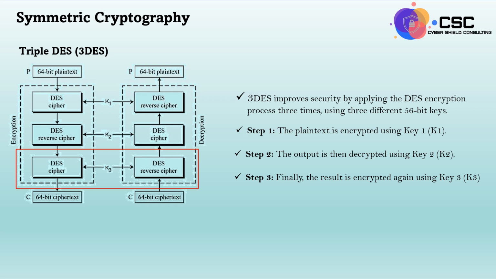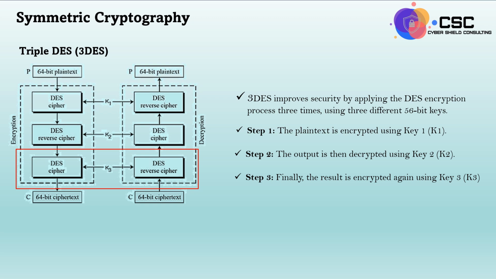single DES. To decrypt the 3DES encrypted ciphertext, the process is reversed. Decrypt with K3, encrypt with K2, and decrypt with K1 to retrieve the original plaintext. This reverse process ensures that only someone with the correct 3 keys, K1, K2, and K3, can successfully decrypt the message back into its original form.